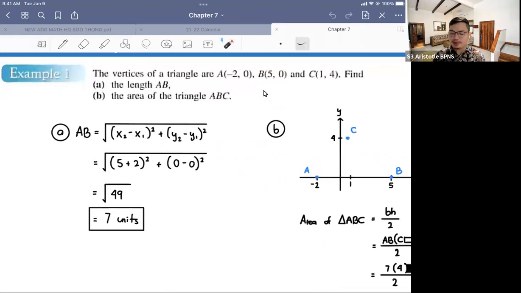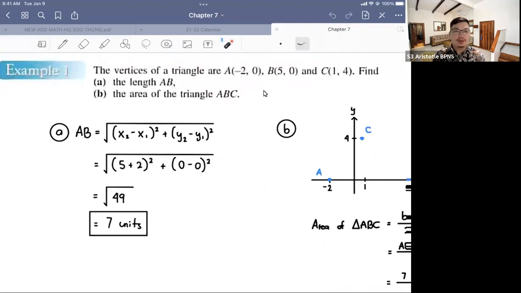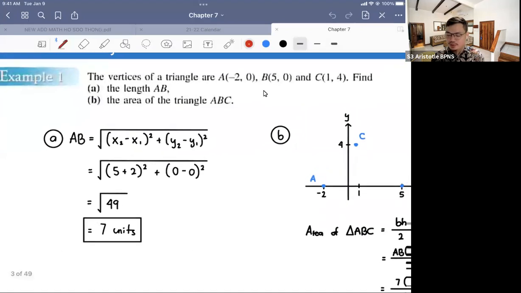So let's begin with letter A. How do we find the length or the distance between A and B? We apply the formula: square root of (x sub 2 minus x sub 1) squared plus (y sub 2 minus y sub 1) squared. It might help you if you designate values for each. For example, point A is my x sub 1 and y sub 1, and point B is my x sub 2 and y sub 2.